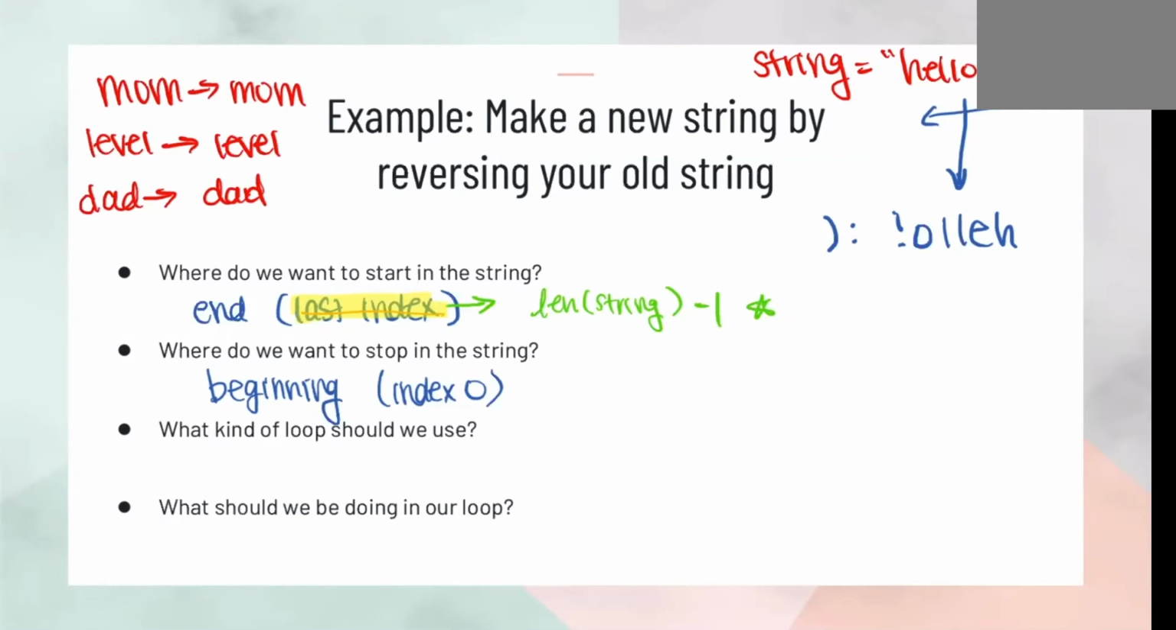So what kind of loop should we use? We're not starting at the beginning. In fact, we're starting at the very end, and we're going to work our way backwards to the very beginning. So what kind of loop? A for loop, while loop, or for each loop?